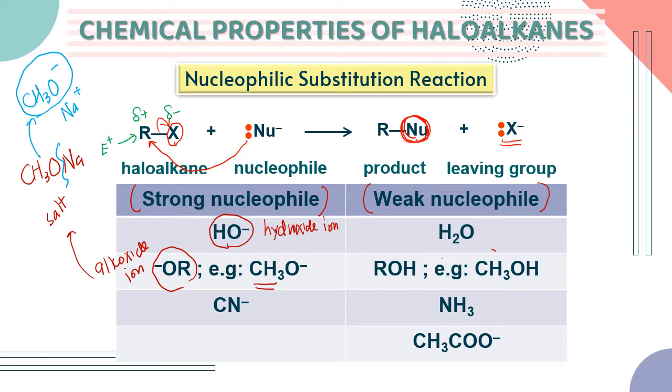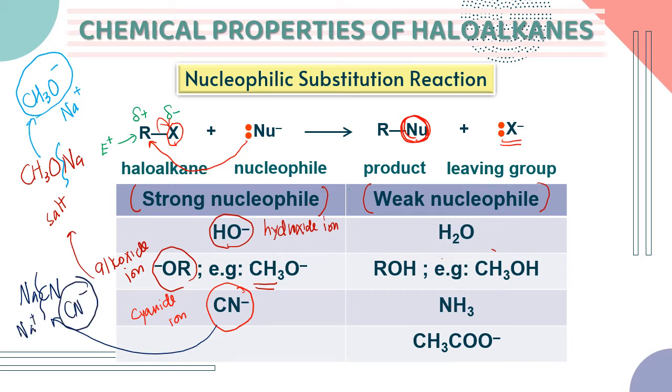Next, we have over here CN minus, or we call it our cyanide ion. This cyanide ion also comes from a salt, for example NaCN. As we know, a salt will dissociate completely, so it will break and you will get Na plus and CN minus. So CN minus over here is our strong nucleophile. That's for the strong nucleophile.